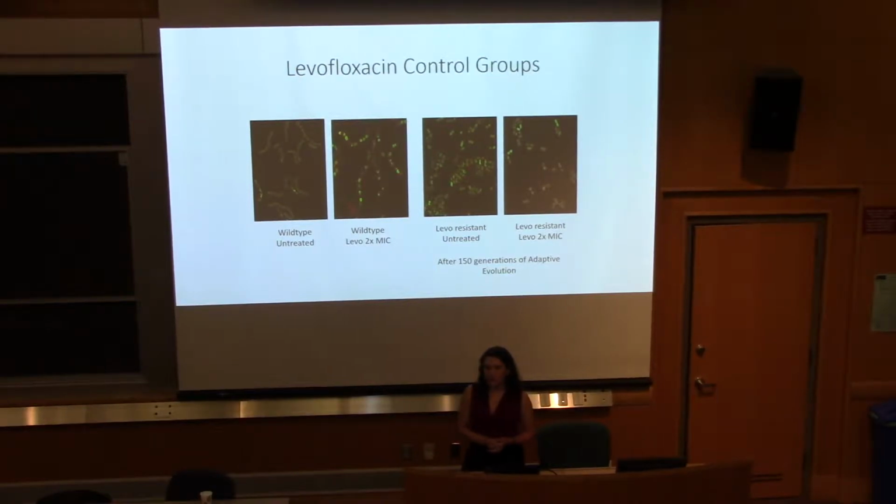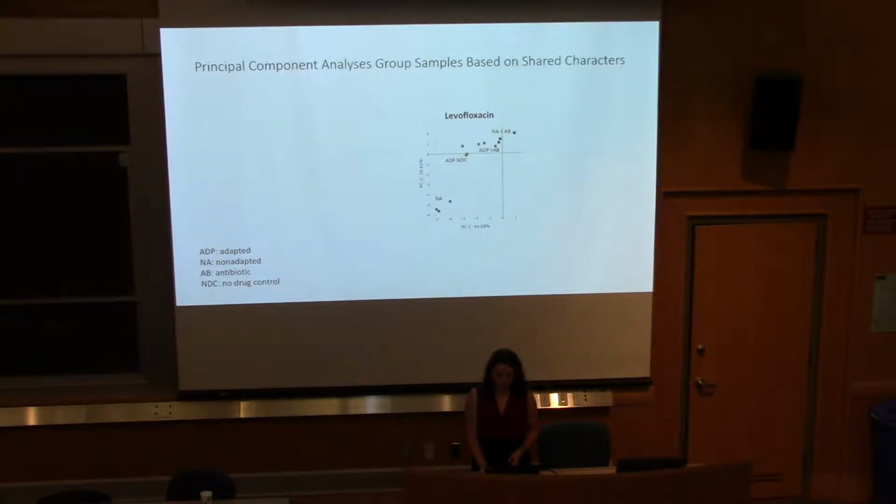And these phenotypic differences are not only easily visible, but they're also quantifiable. When we run a principal component analysis on the data generated by BCP, we can see how the different samples group together based on shared characteristics.